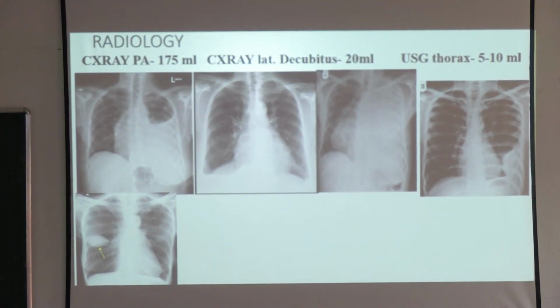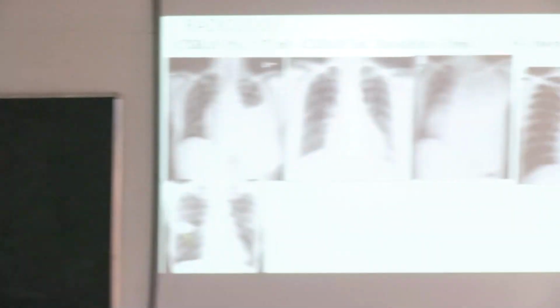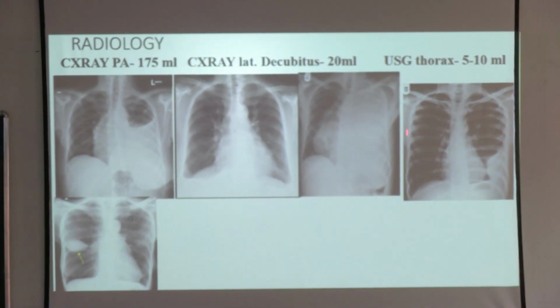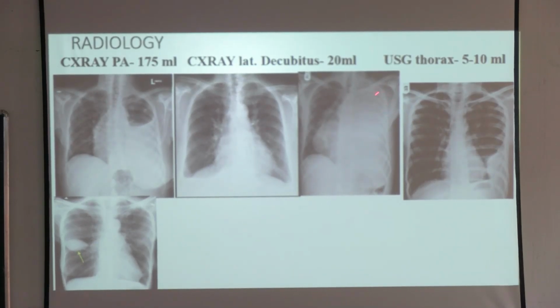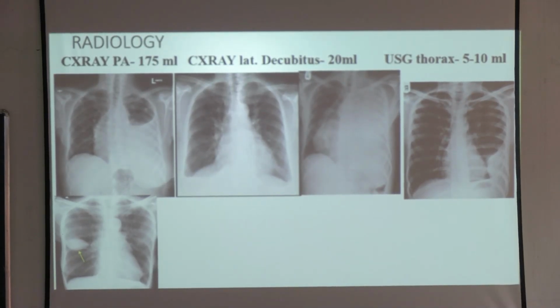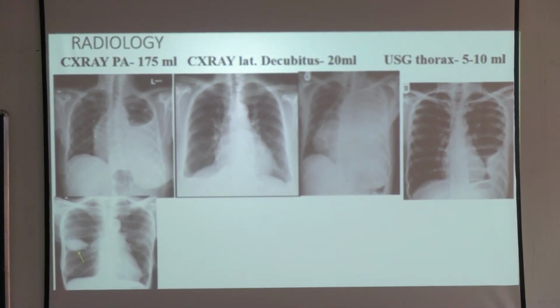Along with that the cardiothoracic ratio is increased, so this is because of heart failure, congestive cardiac failure. And this is massive pleural effusion, but the mediastinum and the trachea are shifted to the opposite side, right? So this is free pleural effusion. The pleural fluid is free.